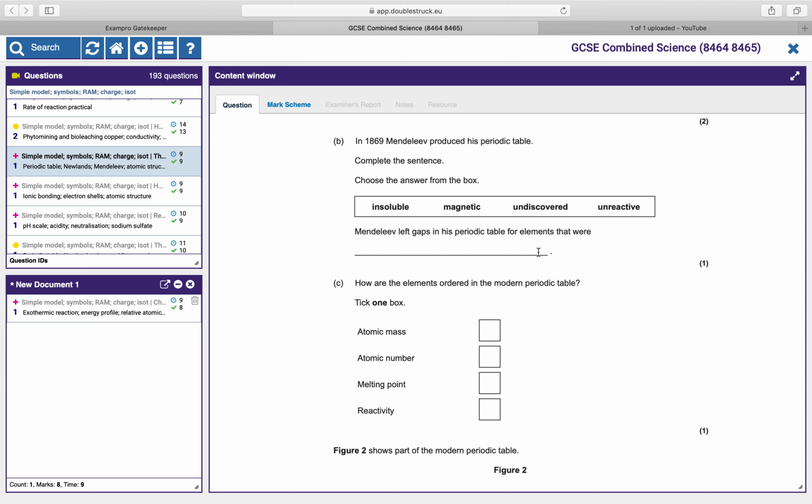Okay, in 1869 Mendeleev produced his periodic table. Mendeleev left gaps in his periodic table for elements that were undiscovered. It's really important how significant Mendeleev's table actually is. It actually predicted a lot of elements that weren't there. Rather than just sticking them next to each other, he actually left the gaps.